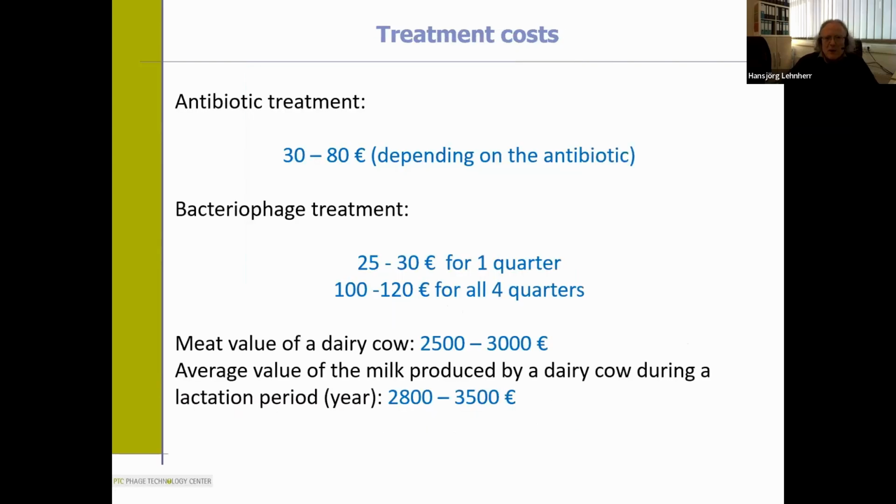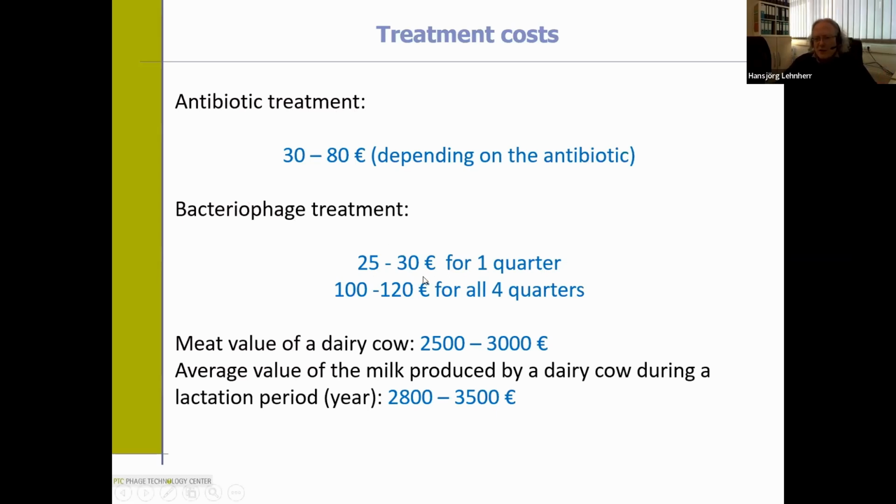And now another point I would like to make: how much would such a product cost? Our argument was that it should be in the same price range as an antibiotic treatment to actually be accepted in the market. Antibiotic treatment, depending of course on the antibiotic, costs about 30 to 80 euros per cow. With our cost calculation, we say a treatment of 1 quarter would cost about 25 to 30 euro. If we treat all 4 quarters, about 100 euro.